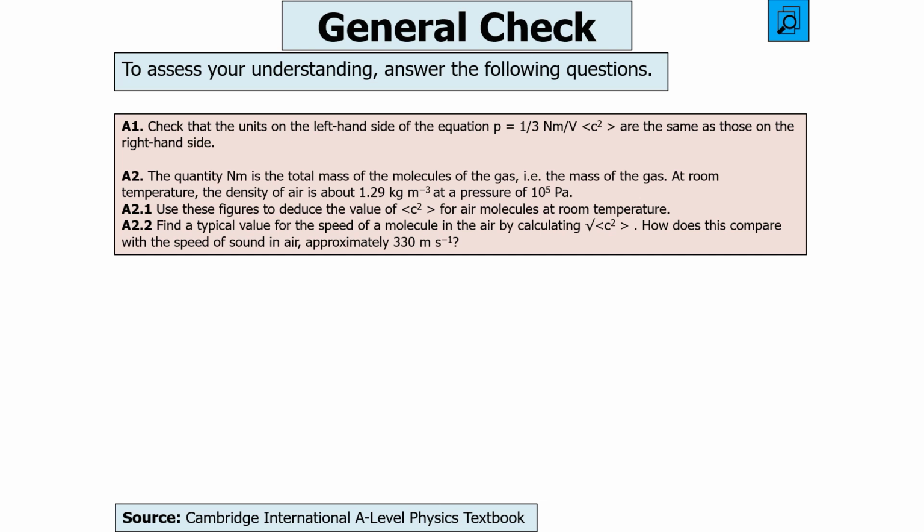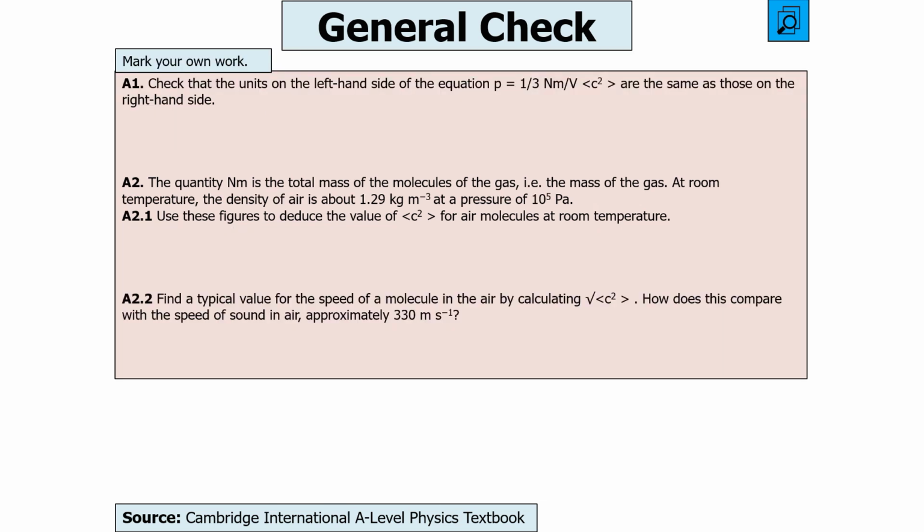In the next question it says, check that the units on the left hand side of the equation, P equals a third, Nm over V times c squared, are the same as those on the right hand side. Then the quantity Nm is the total mass of the molecules of the gas. So the mass of the gas. At room temperature, the density of air is about 1.29 kilograms per metre cubed at a pressure of 10 to the 5 pascals. Use these figures to deduce the value of c squared for air molecules at room temperature, and then find a typical value for the speed of a molecule in air by calculating the root of c squared. How does this compare with the speed of sound in air? So pause the video now, then unpause the video when you want to go through your answer.